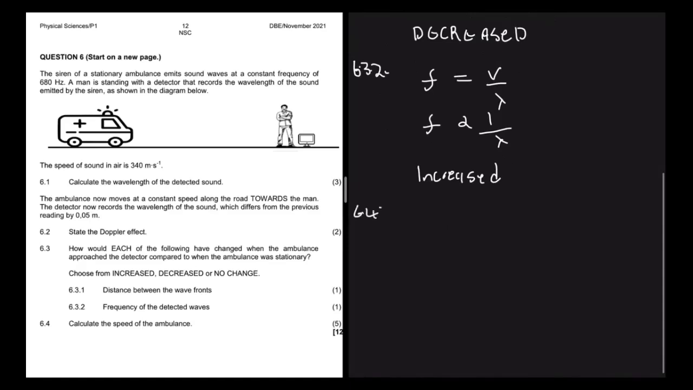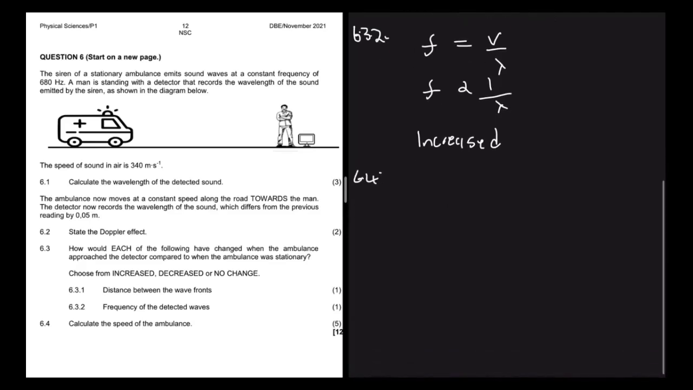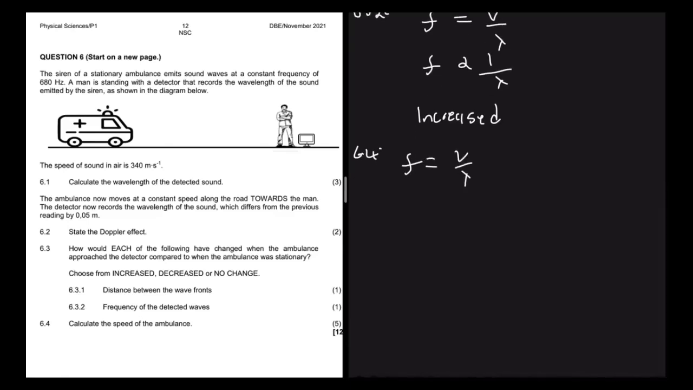And then 6.4 says calculate the speed of the ambulance, right? So in Doppler effect, there's really 2-3 formulas you can use. You can have the frequency equals to the speed divided by the wavelength. And then another formula you can use is always frequency of listener equals to V plus or minus the velocity of the listener divided by V plus or minus the velocity of the source, multiplied by the frequency emitted by the source, right?